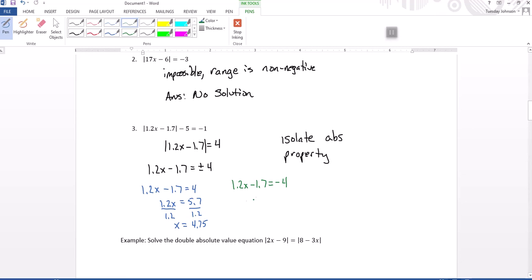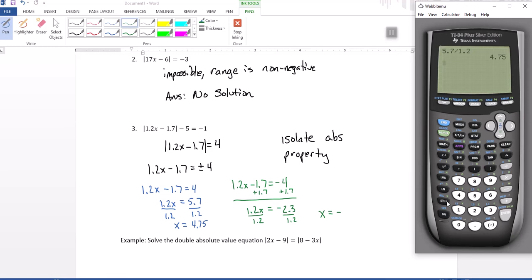Similarly, when we add 1.7 to both sides, 1.2x equals a negative. So 4 minus 2 would be a negative 2, but we're not subtracting the full 2. This is a negative 2.3. Divide both sides by 1.2, and we'll end up with x equals a negative, use our little handy calculator here, negative 2.3 divided by 1.2. And we'll have, ooh, that's ugly.